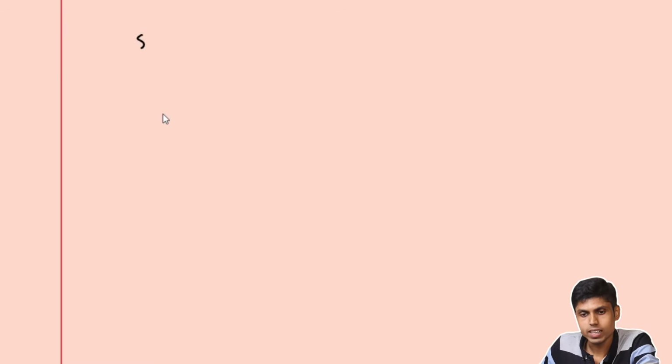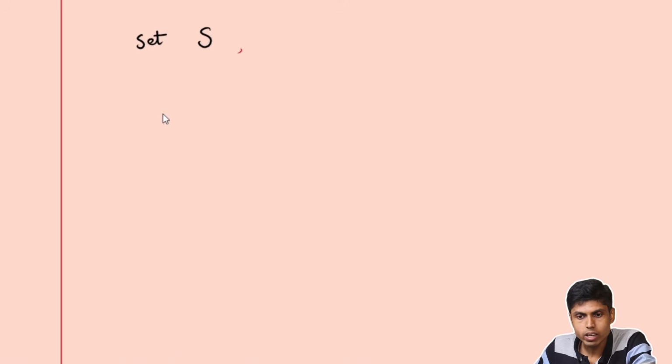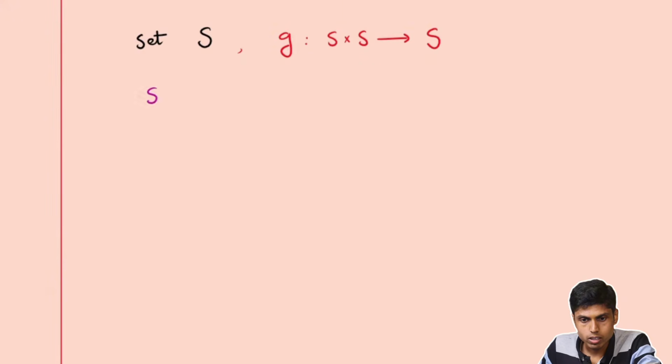Suppose you have a set S and a binary operator G on S, which is a function from S cross S to S. Like you take a pair of elements of S and map it to another element of S. Then the set along with this binary operation G is called a group under the following conditions.